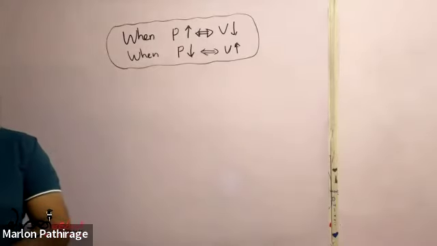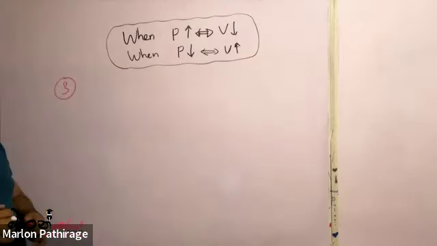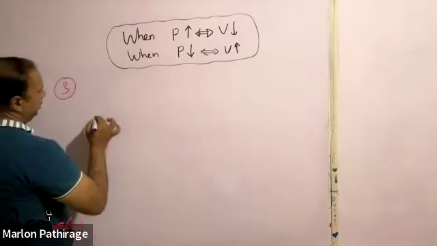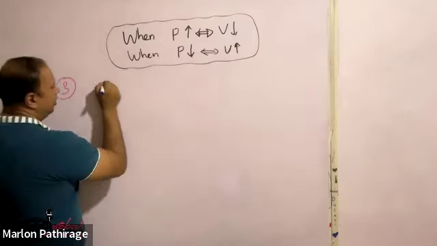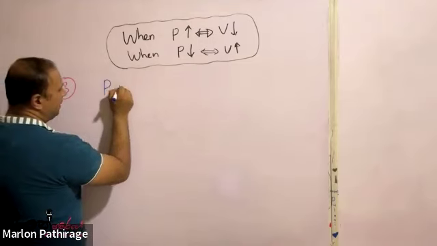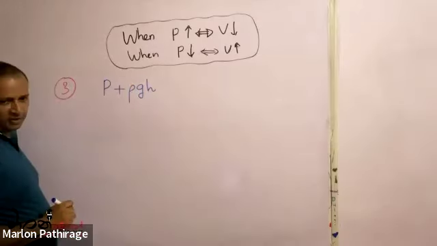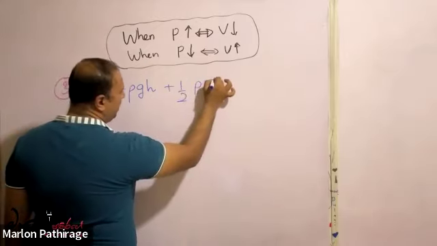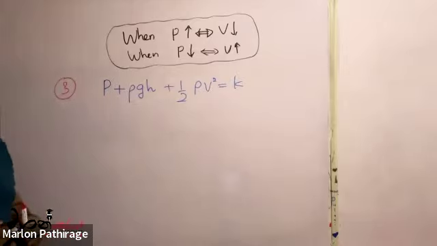Okay, then note number 3. In Bernoulli's equation, there are three terms, no? P plus rho g h plus half rho v square is a constant. So this is the Bernoulli equation.